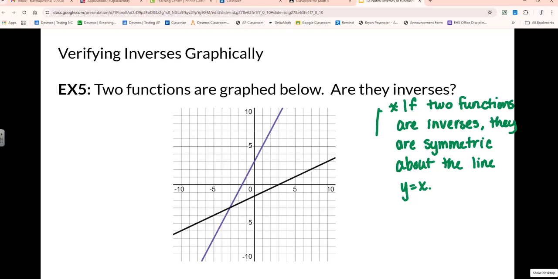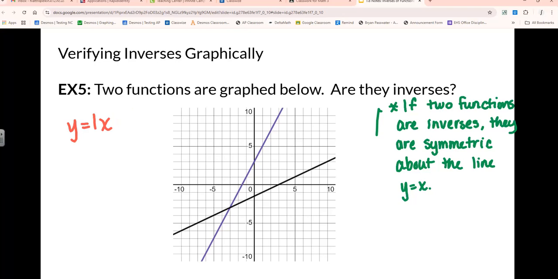The line y equals x. Let's talk about that one a little bit. Make sure you guys know what the line y equals x is. So y equals x is going to be a line. It's a y equals mx plus b line, right? What is the slope of this line? What number is in front of that x? It is a 1. So we have a slope of 1 on this line.